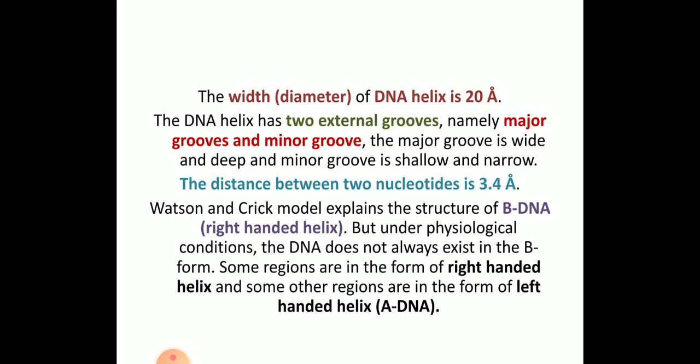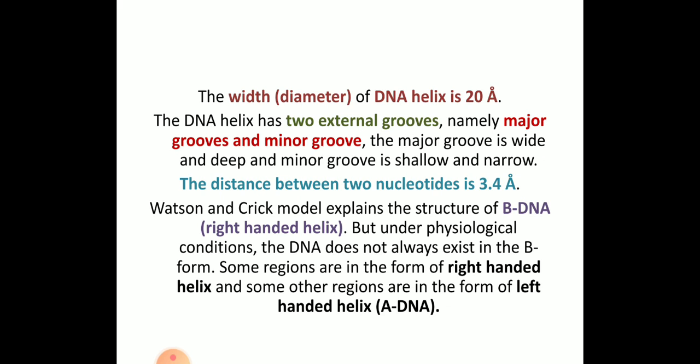Along with that, the diameter, this is very important, is 20 Angstrom, and the DNA helix has two important external grooves, the major groove and the minor groove. The major groove is deep, whereas the minor groove is shallow and narrow. The distance between two nucleotides, also very important, is 3.4 Angstrom. This double helix model, which was given by Watson and Crick, is also called the right-handed helix or B-DNA, the B type of DNA.